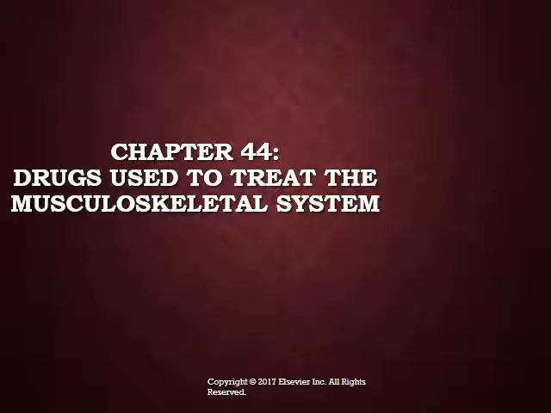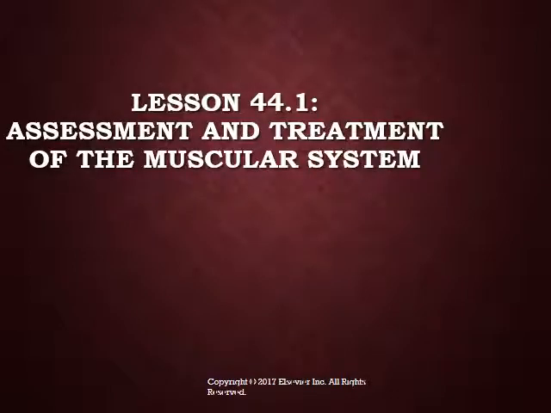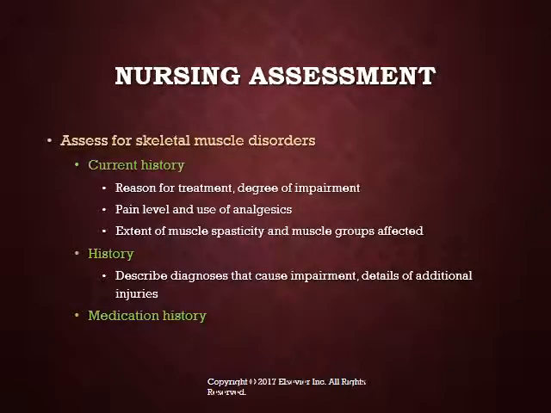Chapter 44, Drugs Used to Treat the Musculoskeletal System. This is on page 678 in your book. So the first step we know is always assessing the patient.